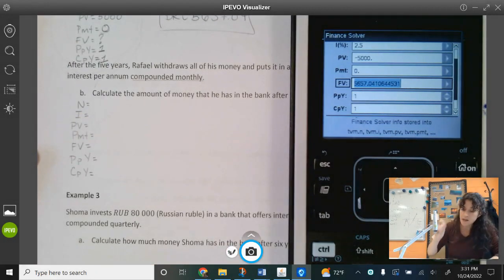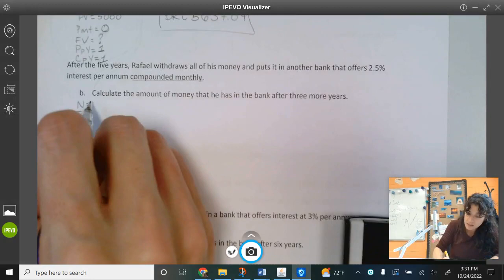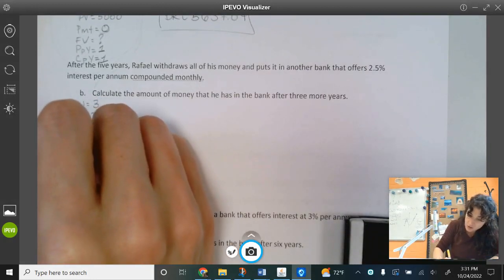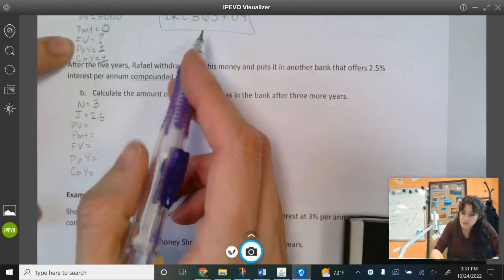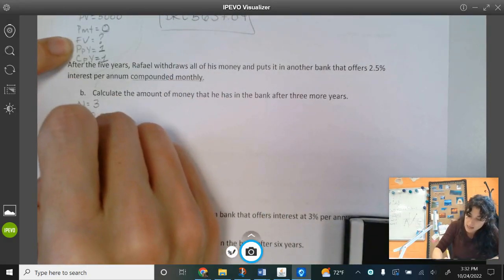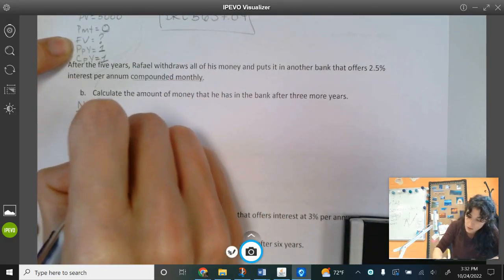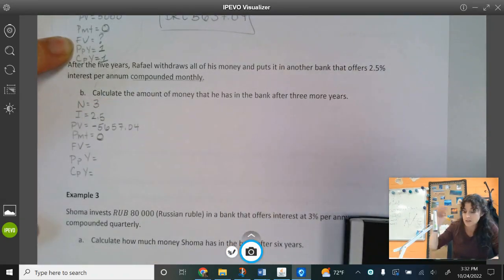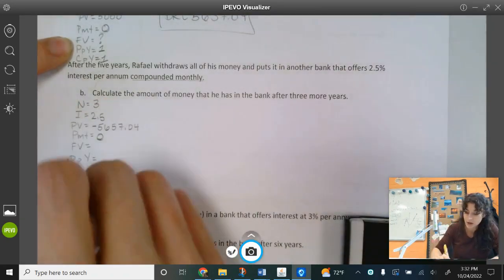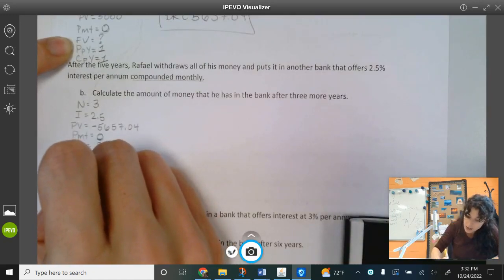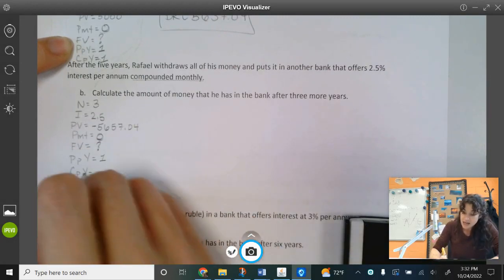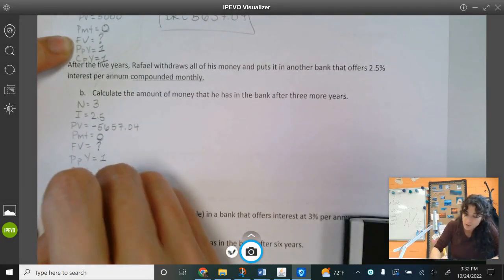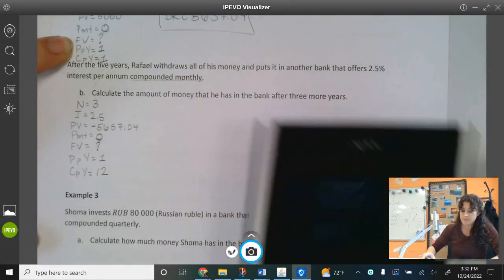After another 3 more years means that n is going to be 3. I is 2.5. The present value is going to be the final value right now, except for it's going to be negative, right? Negative 5,657.04. Payments are still 0. We're not making any installments on this. We'll talk about what that means later. Our final value is the unknown, and our payments per year is 1. But this time, our compounding per year is monthly, which means 12 times a year.